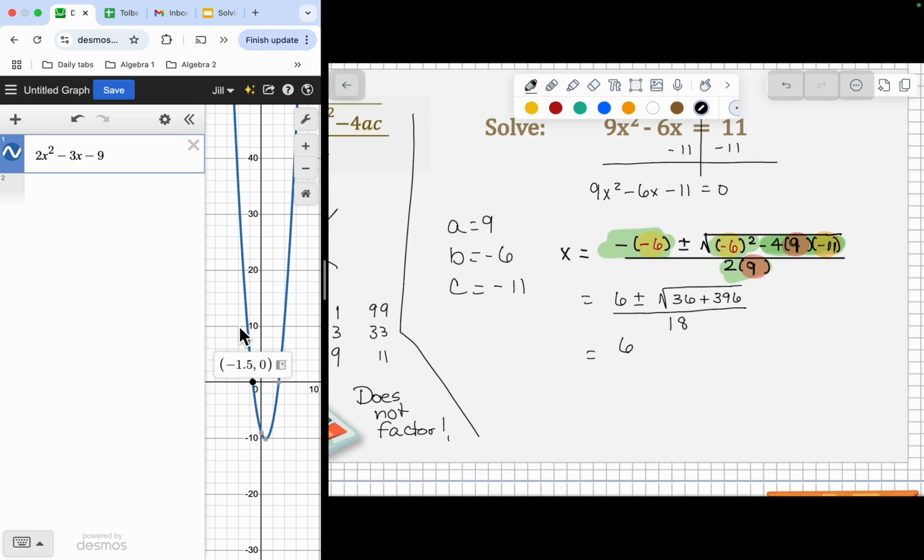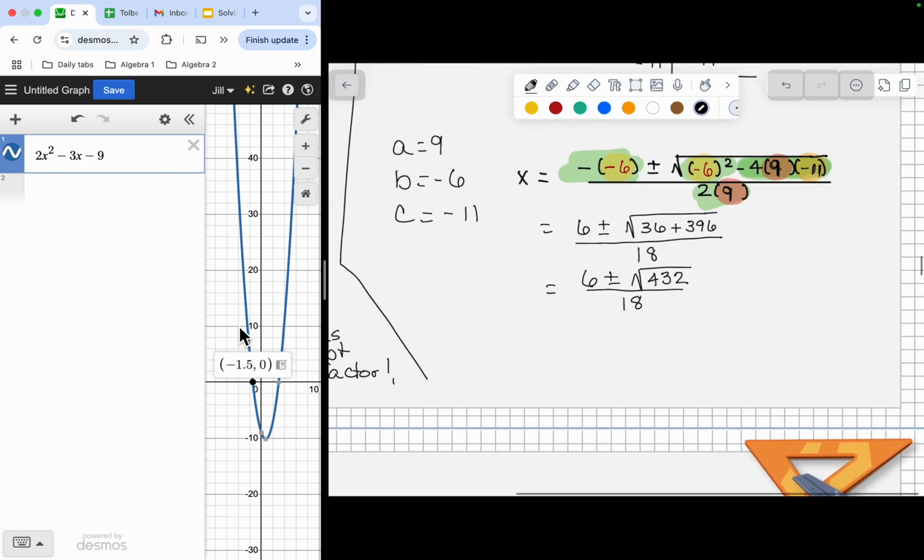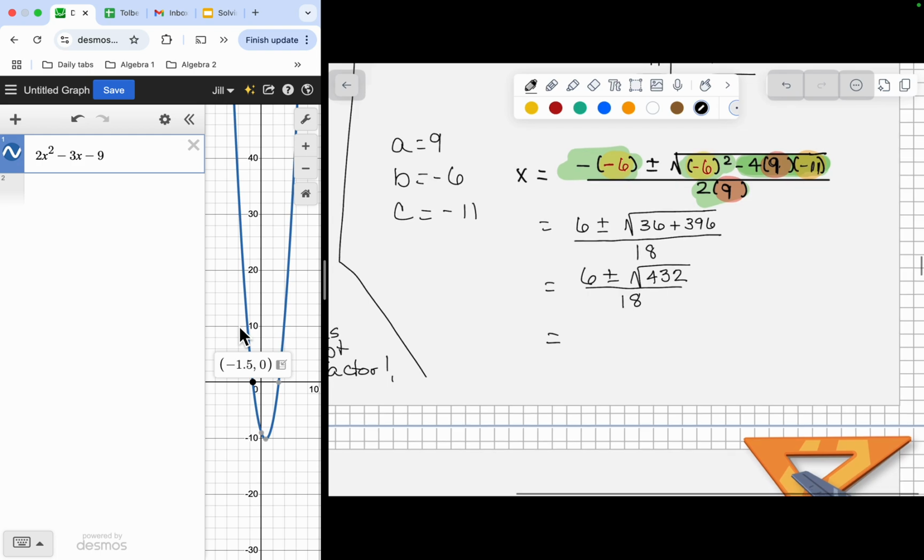We get 6 plus or minus the square root of 396 plus 36, which gives us 432, all over 18. And here we want to simplify this radical. So this is our solution, 6 plus or minus the root of 432 over 18.